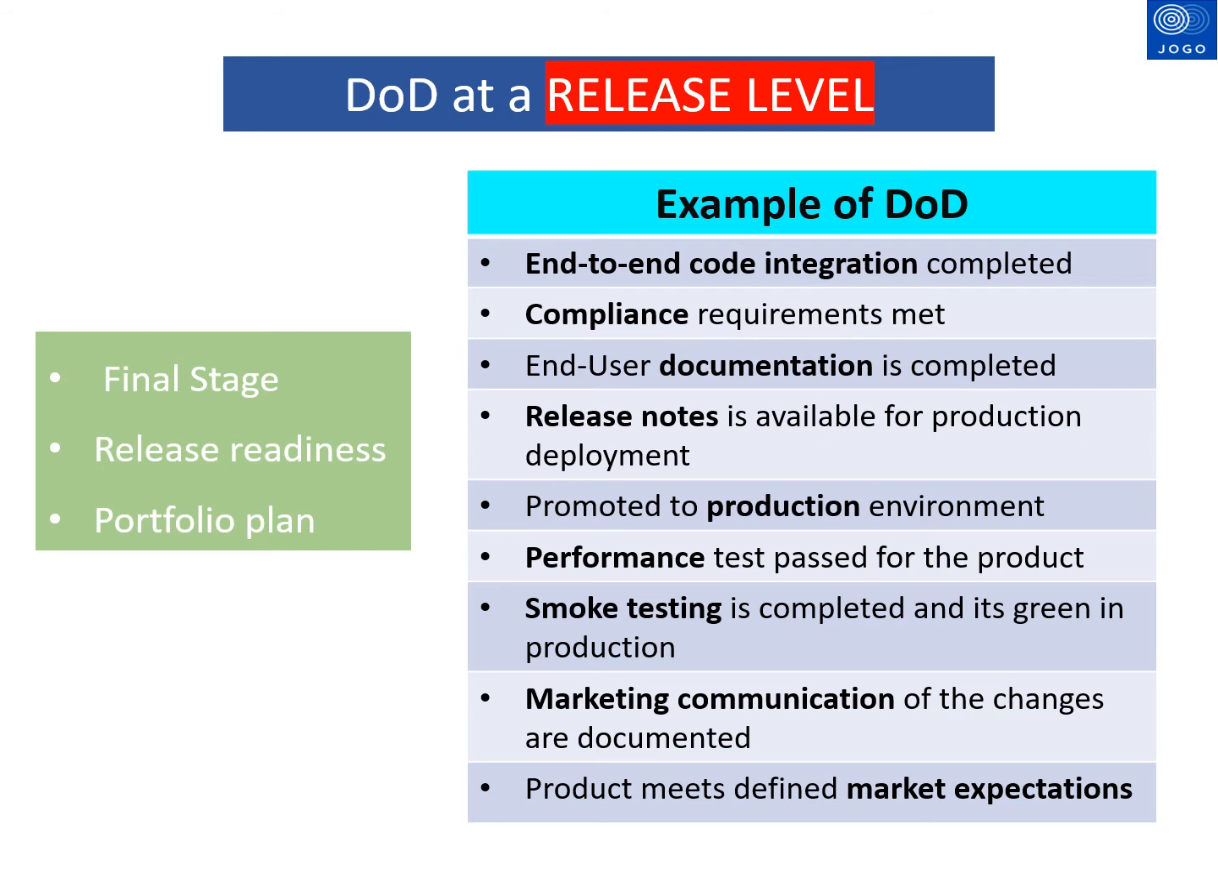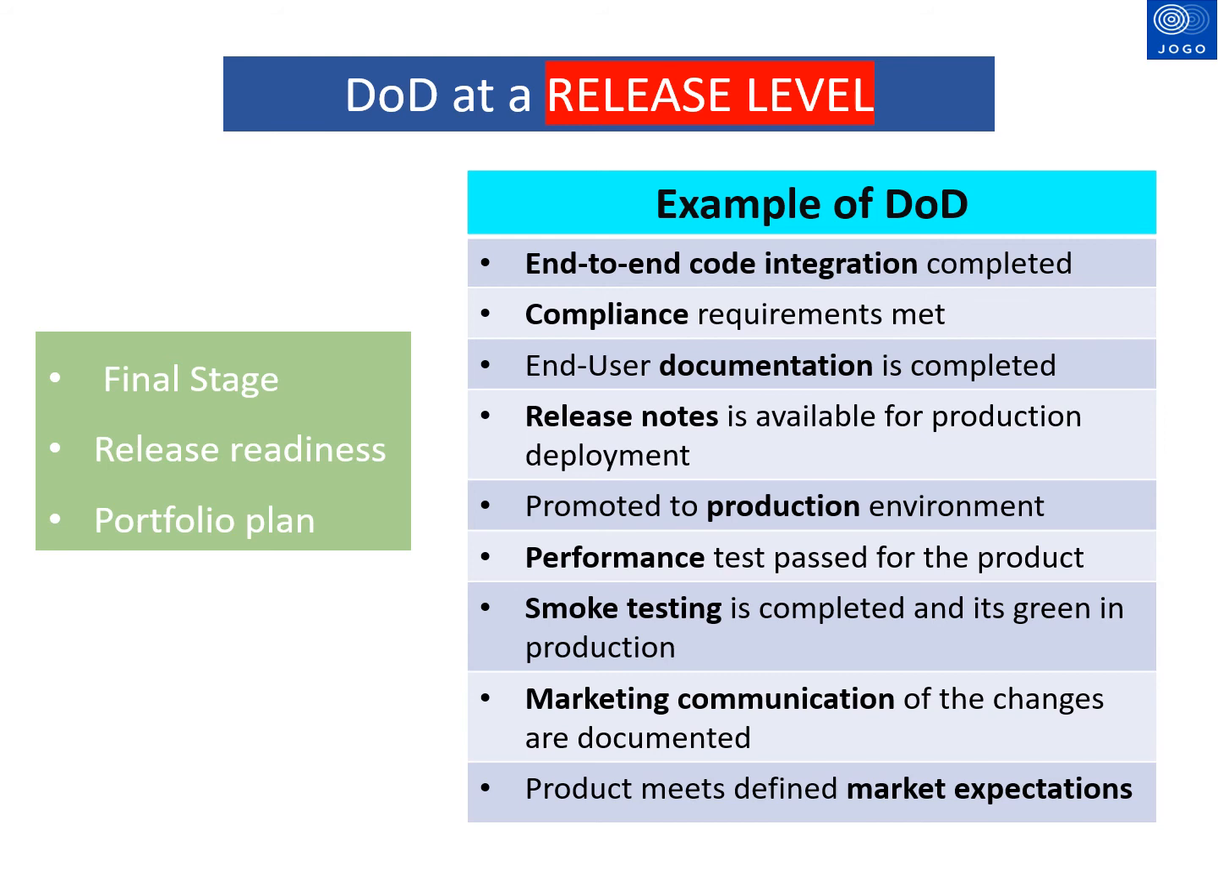The third level of definition of done is at the release level. This is the final stage of DoD for the product release. This check will be specific to release readiness. DoD will be checked based on the portfolio plan and market needs as well. An example of a DoD checklist at release level is available in this table.